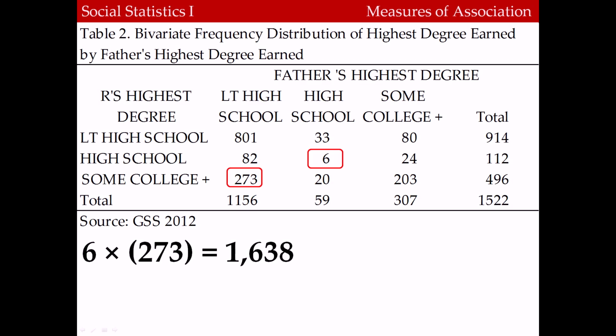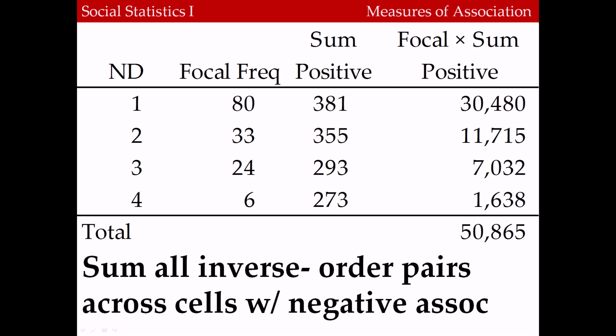Notice that we don't have to consider any of the other cells because none of them have a negative relationship. That is, nothing is below and to the left of any of the other ones because we can't take into account the row totals or the column totals. So if we sum the total number of inverse order pairs across those four cells that we just calculated, that is, if we add 30,480 to 11,715 to 7,032 to 1,638, we get 50,865. And that gives us the total number of inverse order pairs, or the total number of unique combinations of things that have a negative relationship.